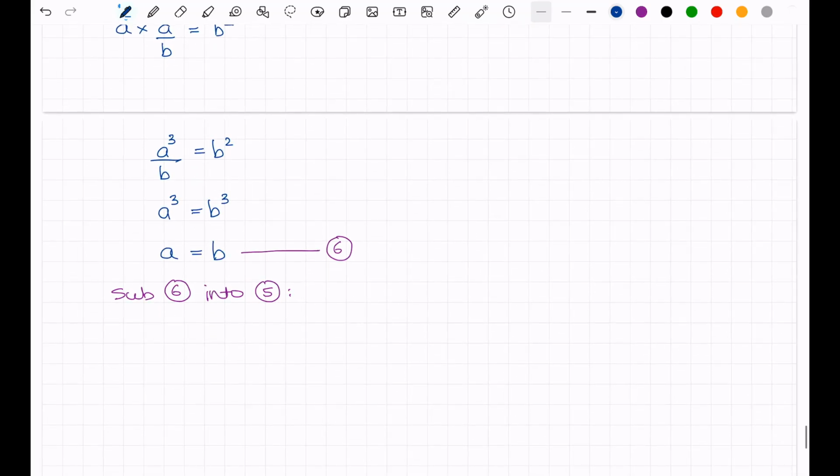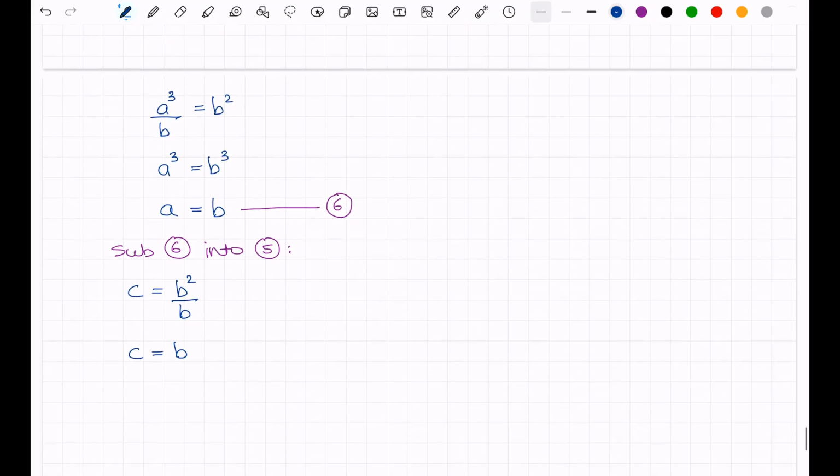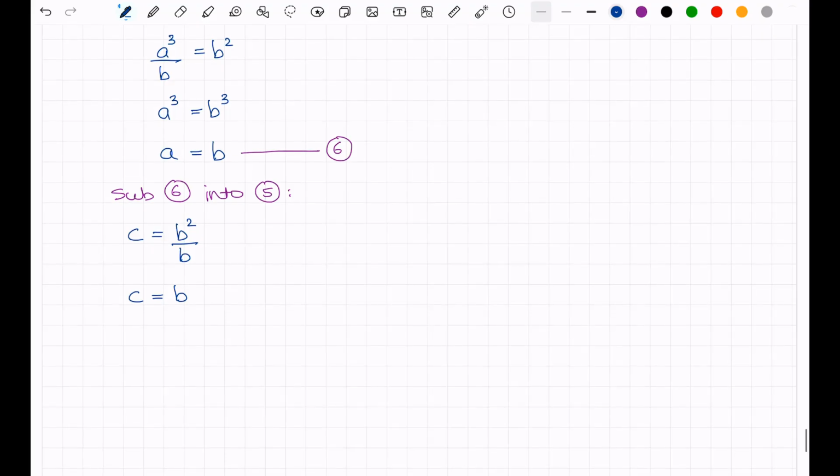So instead of wherever I see a, I'll just write b. So c will be equal to b squared on b. And b squared divided by b would leave us with c is just equal to b. And if we know that a is equal to b and that b is equal to c, then we can conclude that a is equal to b is equal to c, which is what we were asked to show.